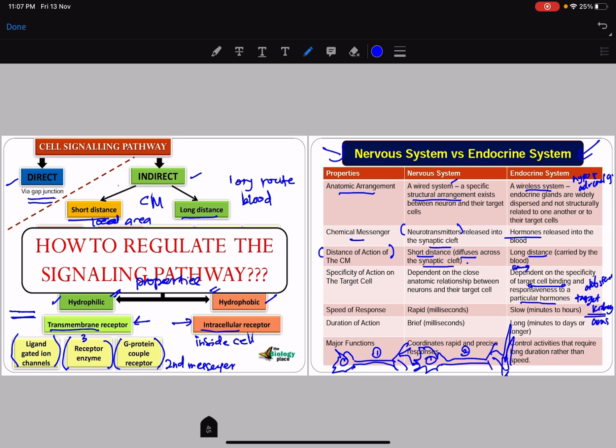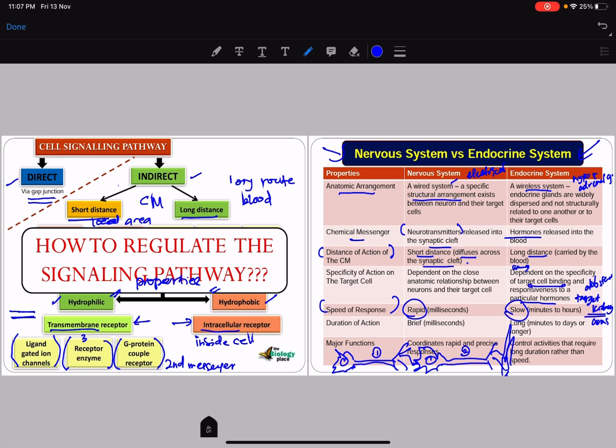The speed of response for the nervous system is rapid, plus the nervous system uses electrical signals. The speed of response in the endocrine system is slower compared to the nervous system.